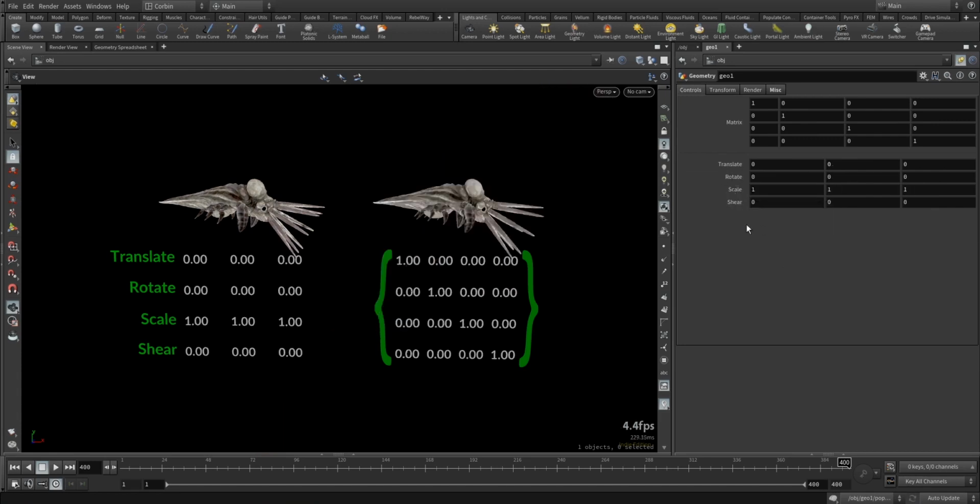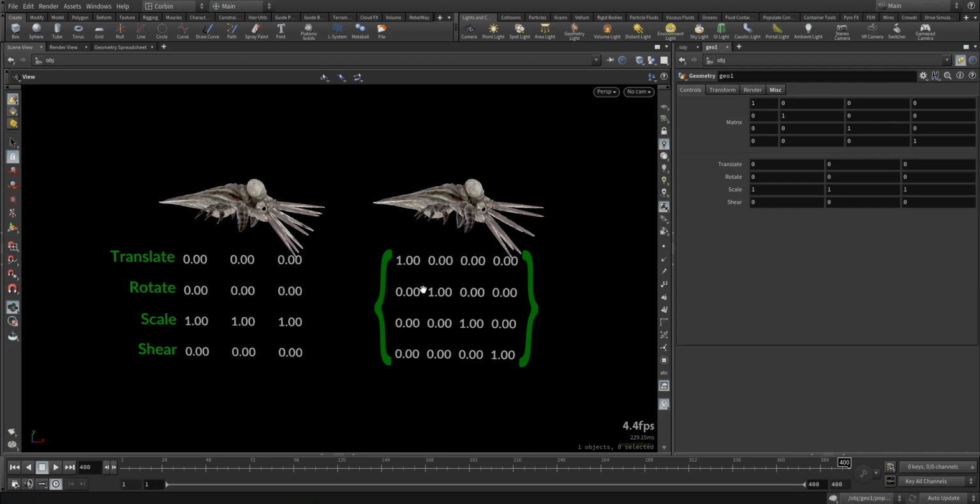Okay, so a default matrix is called an identity matrix. And there are even functions for it. You find in VOPs and VEX, there's an identity. So in VOPs, you just create a constant and set it to matrix.